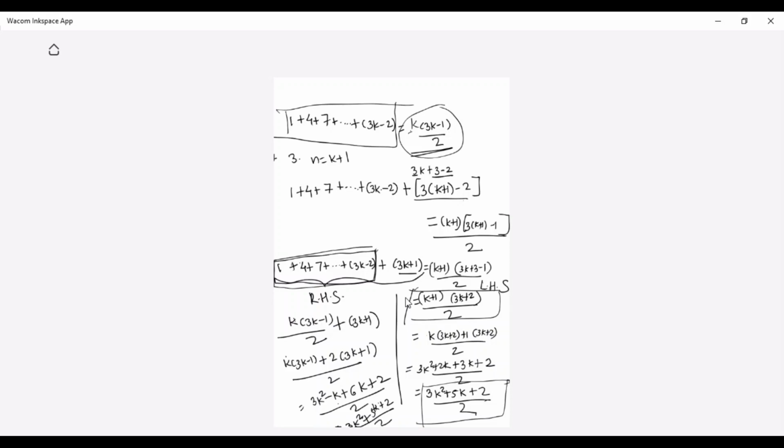Okay. So whether I'm getting LHS is equal to RHS? Yes. So at this moment, I would say that we have proved for n is equal to k plus 1, we are getting LHS is equal to RHS. So using mathematical induction, we have solved this problem, student.